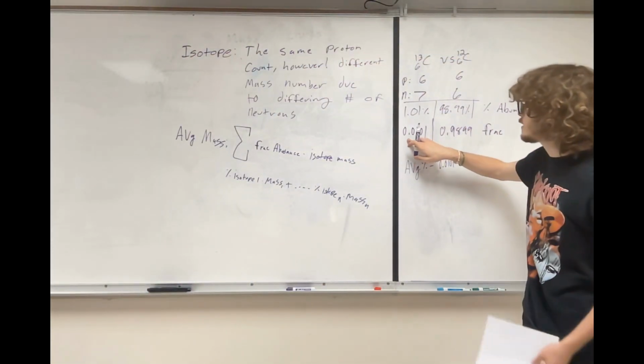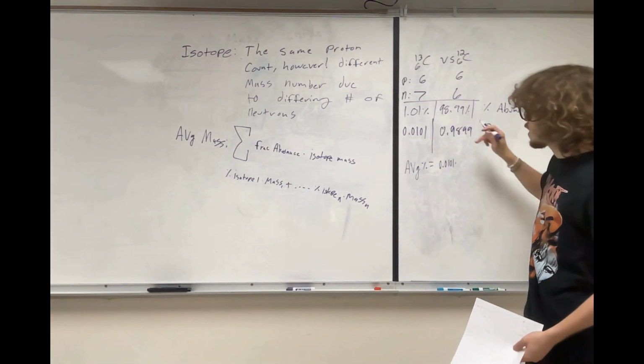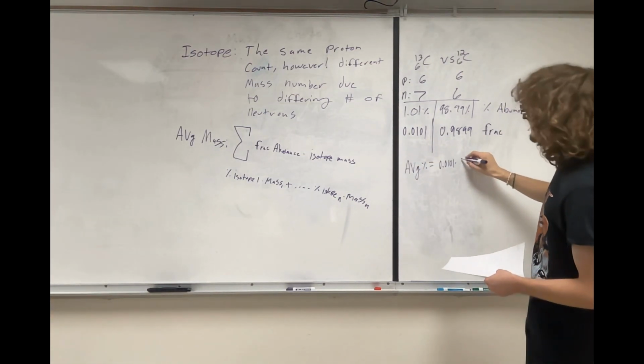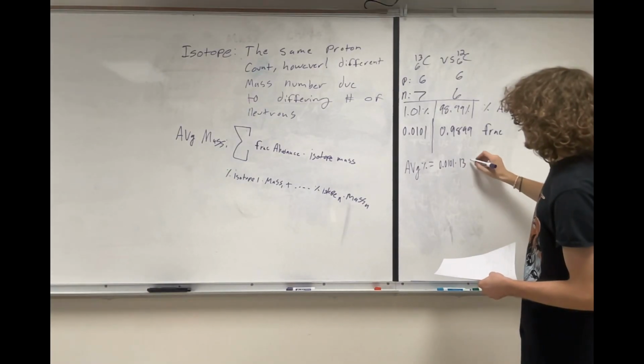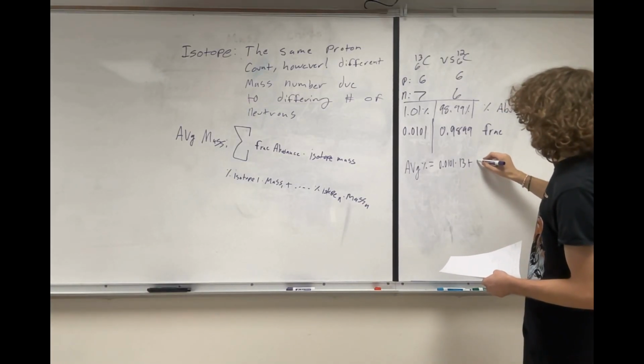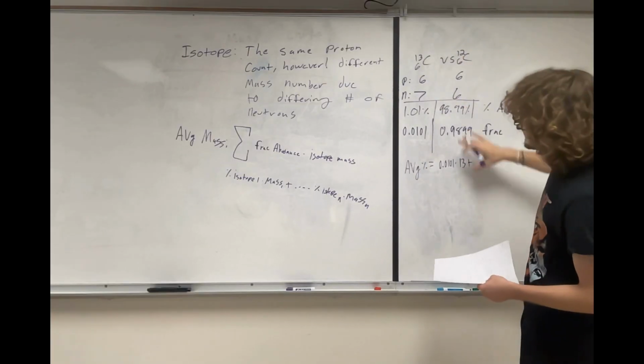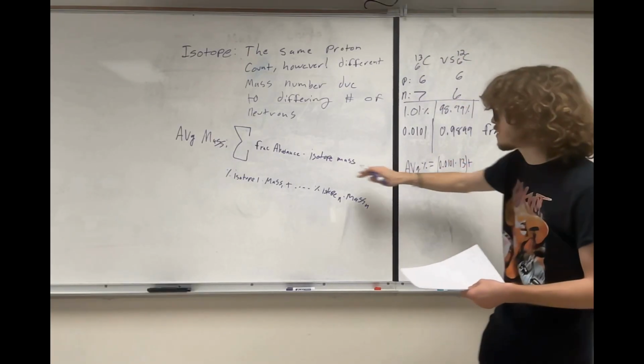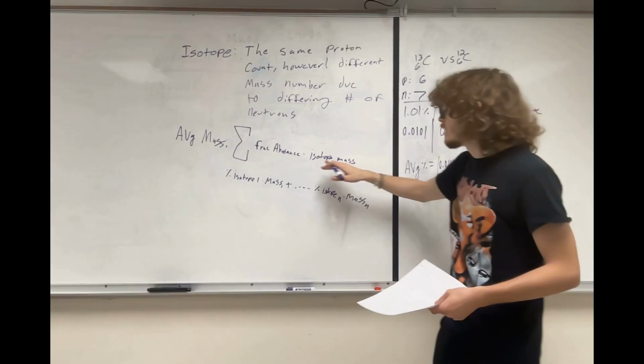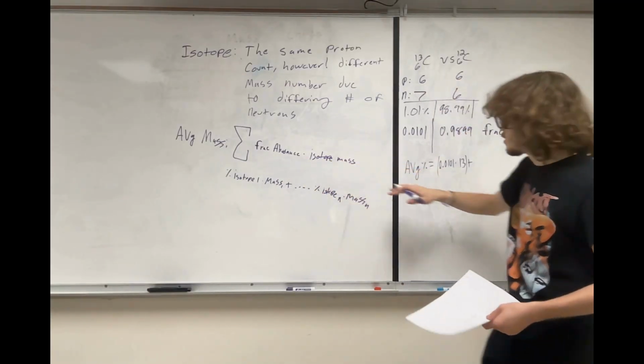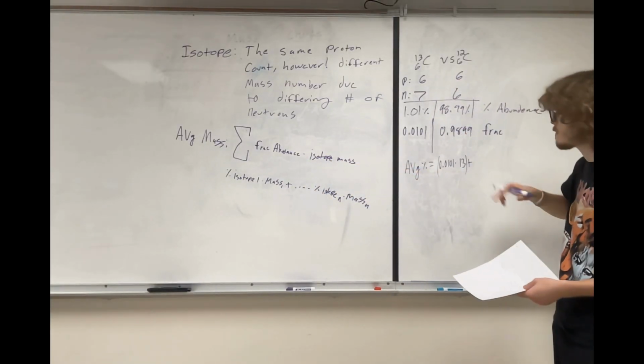So the fractional abundance, 0.0101 times 13 AMUs plus, and now we're going to talk about this one. So this is our first term in the sum. This is called a summation. It's the first term, fractional abundance, isotope mass, fractional abundance, isotope mass.